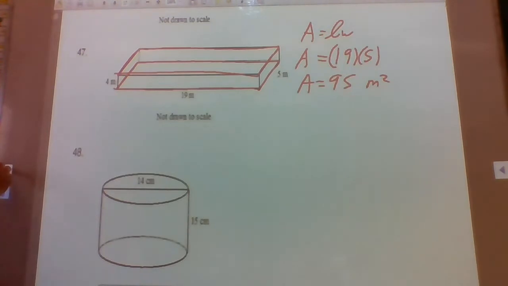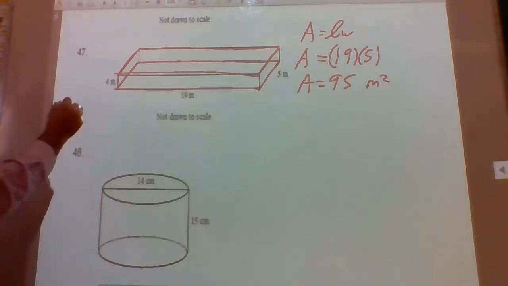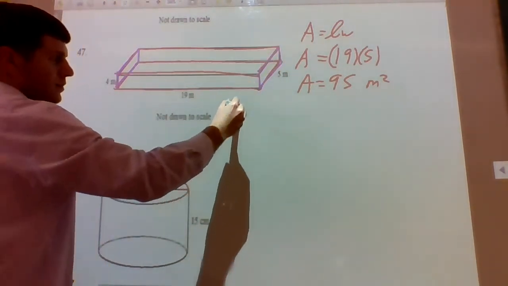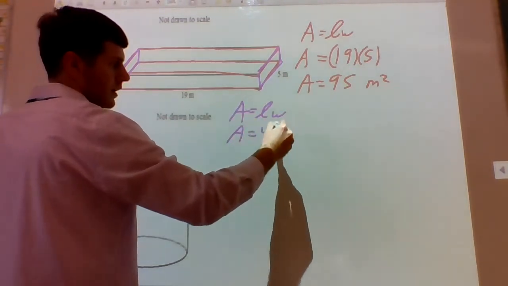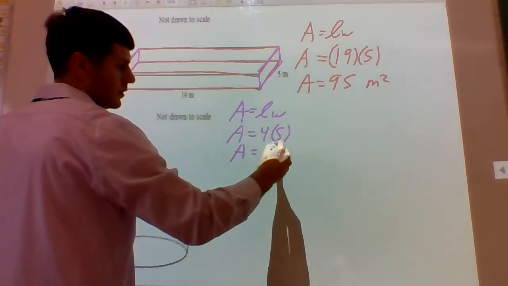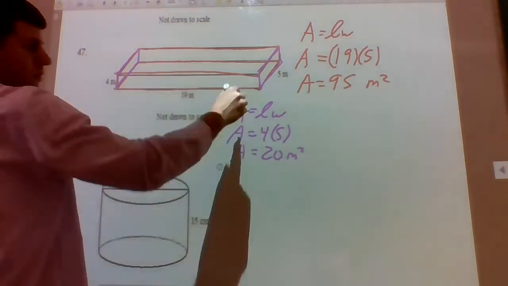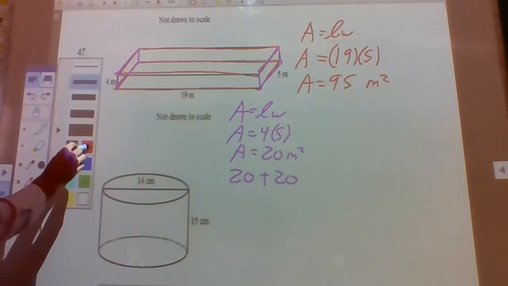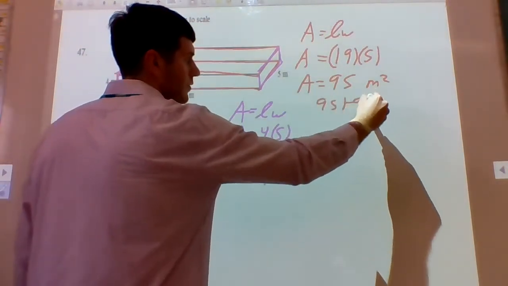Then we can do the front and the back. Or let's do the right and the left. So the ones on the side. So that's going to be 4 by 5 and 4 by 5. So that's area equals length times width. That's going to be 4 times 5, which is 20 meters squared. Okay. And there's 2 of them, right? 2 sides. So that's 20 and 20. We also had 2, the top and the bottom. So that was 95 and 95.